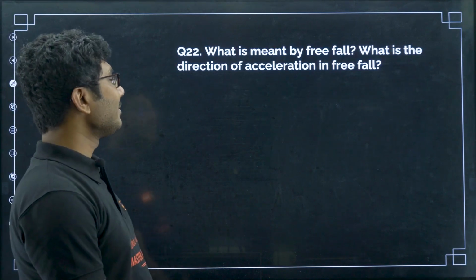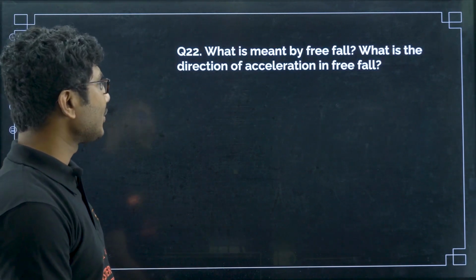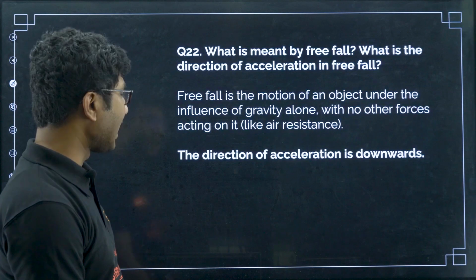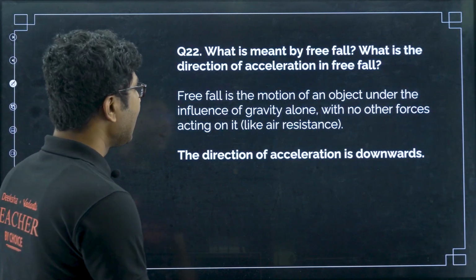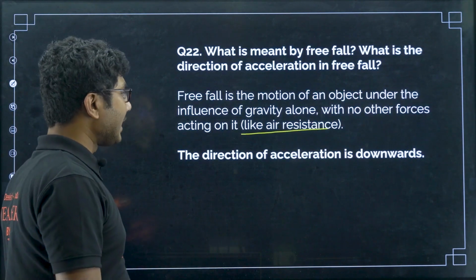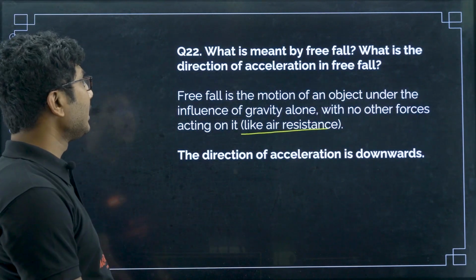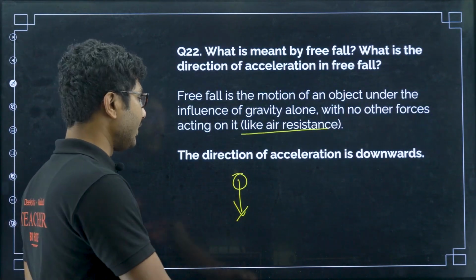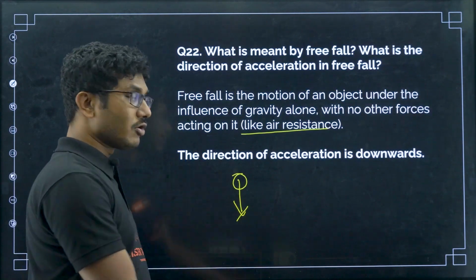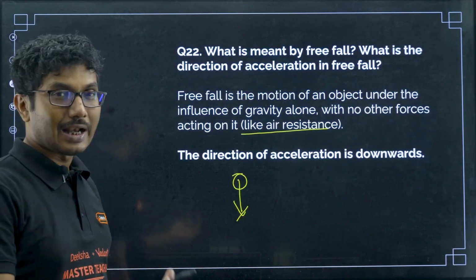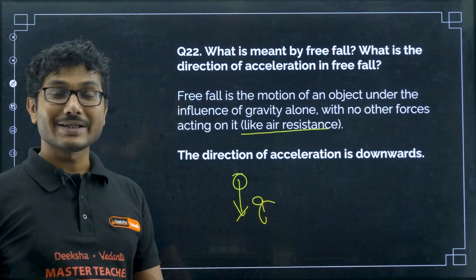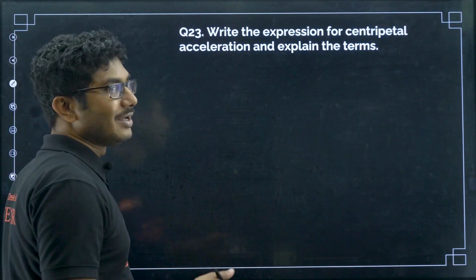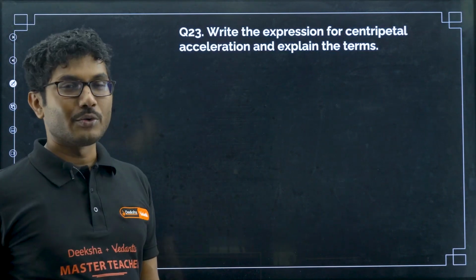Next is: what is meant by free fall, and what is the direction of acceleration in free fall? Free fall is the motion of an object under the influence of gravity alone, with no other forces acting on it, like air resistance. The direction of acceleration is downwards. So, basically a simple question: free fall means the object is falling under gravity, only motion under gravity, no other force acting on it. And gravitational acceleration acts in which direction? Downward direction. You can also mention towards the center of the earth, which will be technically correct, but in my opinion downward is sufficient.